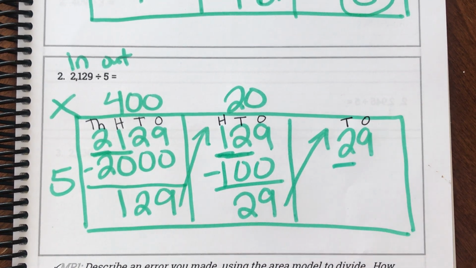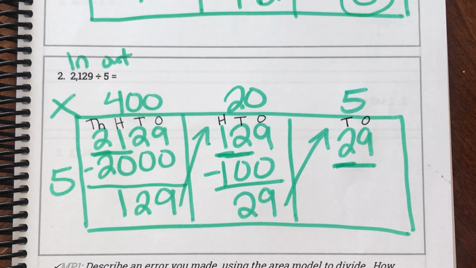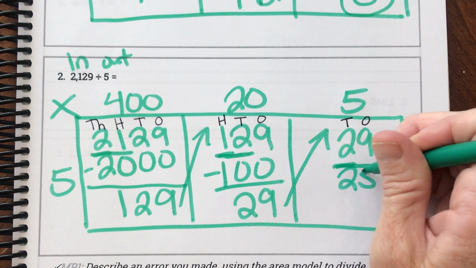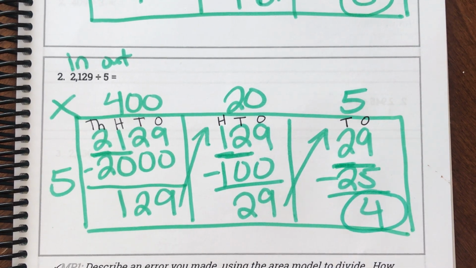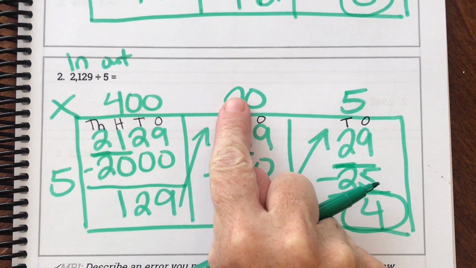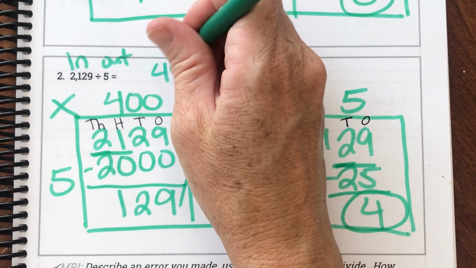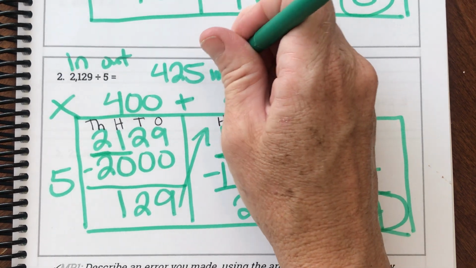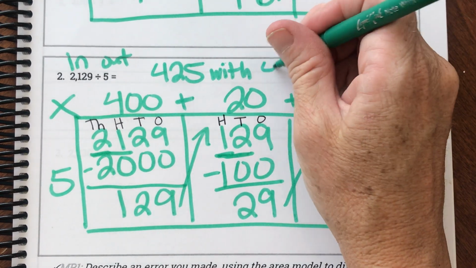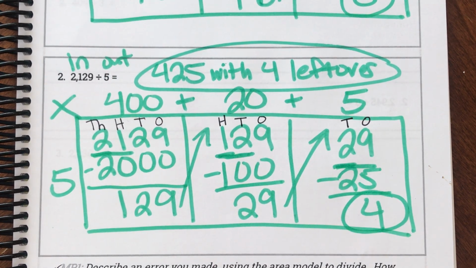5 can fit into 2? No. 5 can fit into 29 5 times. And I'm in the ones column, so it's 5 ones, which is just 5. 5 times 5 is 25, and we are left with 4. We have 4 left over. Okay, so partial quotients are 420 and 5, but when we put them together, we get 425 with 4 left over. That is our quotient.